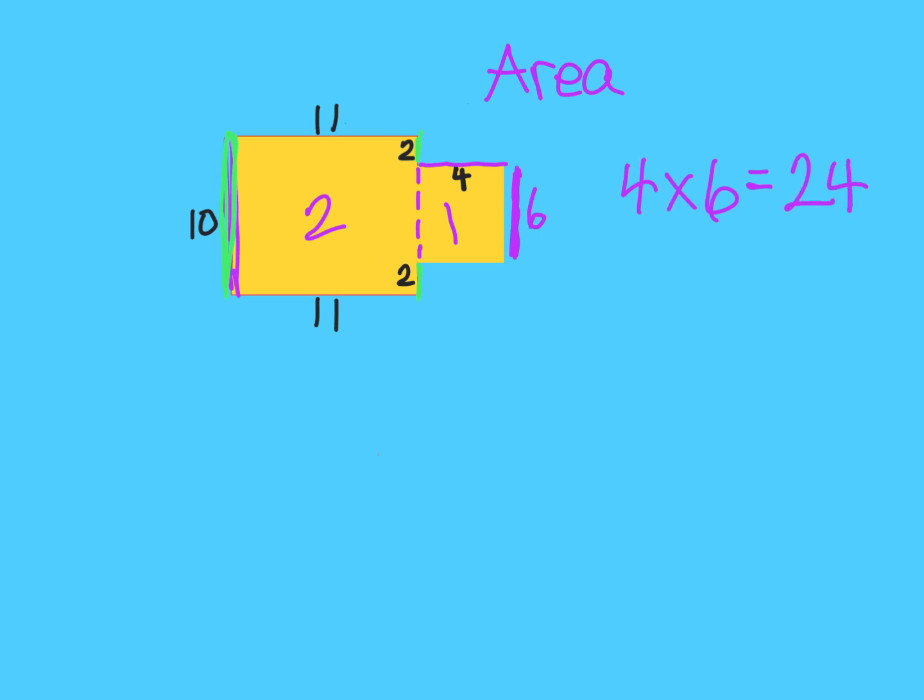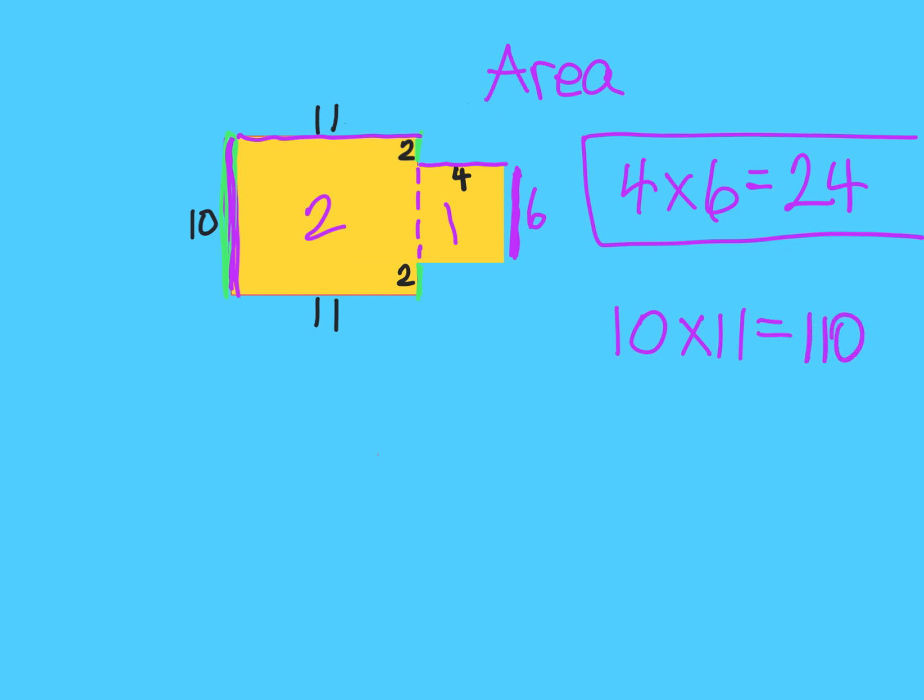Okay, so this is for section 1. Now for section 2, we are given length, width. Right. We do not need to take any other dimensions. 10 times 11, which would be 110. And I'm just going to put U for units squared, units squared. That is for section 2.